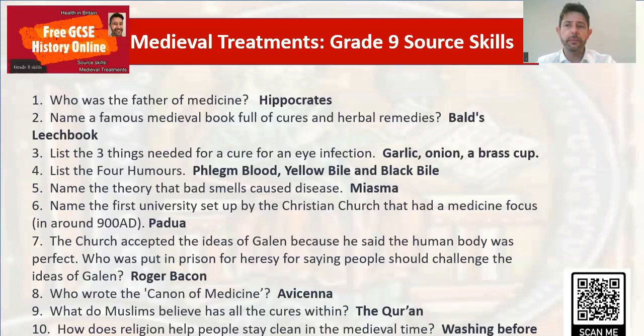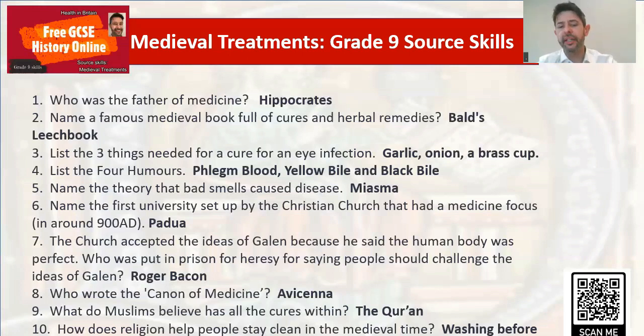And the Canon of Medicine obviously was a book translated and sent over to England and Britain, so it impacted their medicine. What do Muslims believe about the cures? So books, the cure, they believe the Quran had all the cures in it, or suggested all the cures within it, and particularly that God had made all the cures.